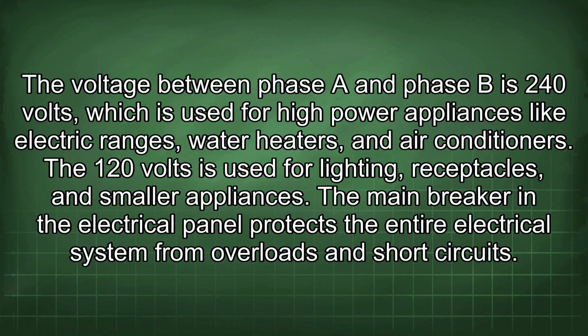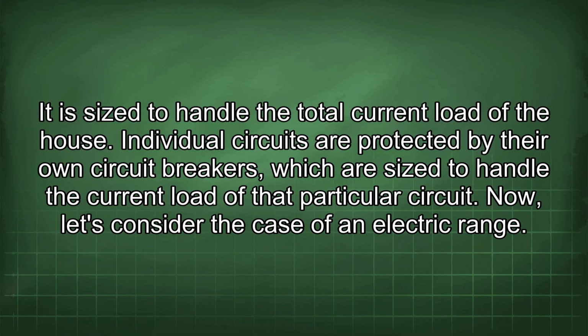The main breaker in the electrical panel protects the entire electrical system from overloads and short circuits. It is sized to handle the total current load of the house. Individual circuits are protected by their own circuit breakers, which are sized to handle the current load of that particular circuit. Now, let's consider the case of an electric range.